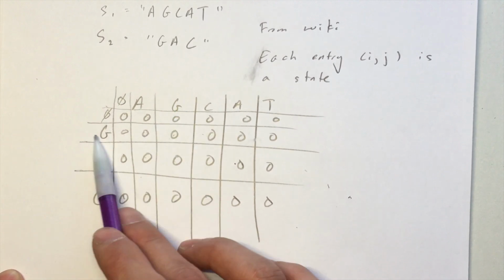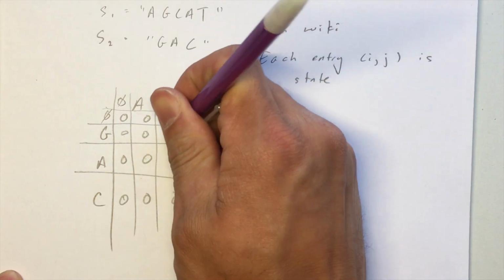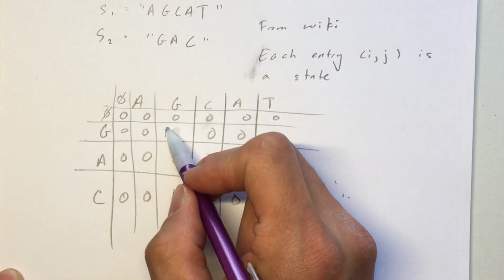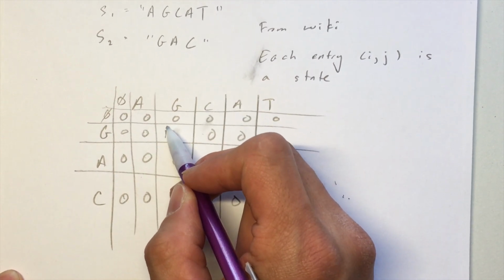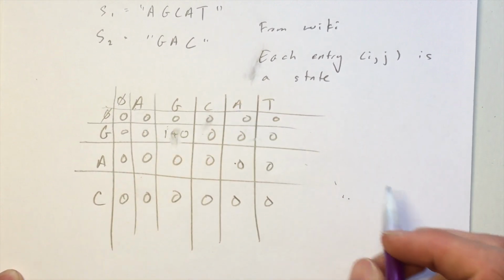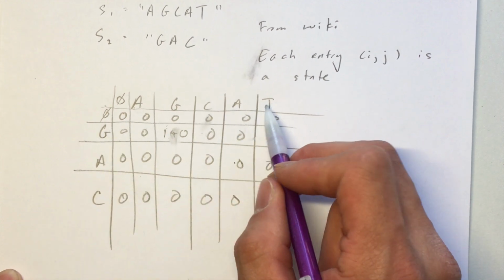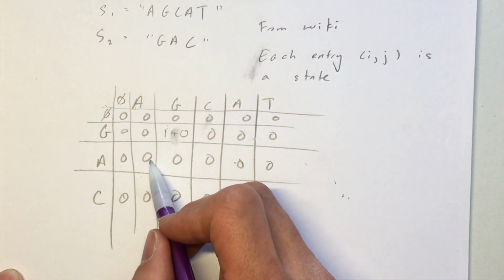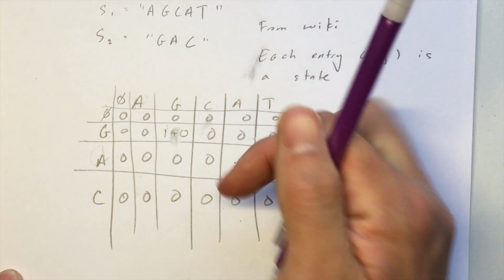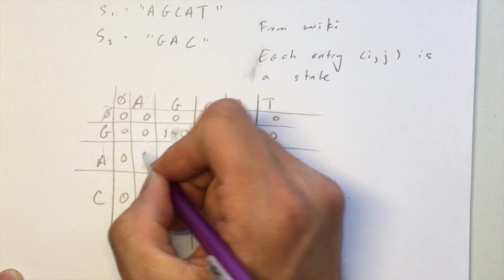We check G with G. Is G with G equal? Yes, G with G is equal. So we move this to 1 plus both indices minus 1. So we go diagonal, plus 0. So that's just 1. Now we check C with G, that's 0. A with G, that's 0. T with G, that's 0. Now we check A with A. And what does that give us? That gives us 1. Because 1 plus 0 gives us 1.